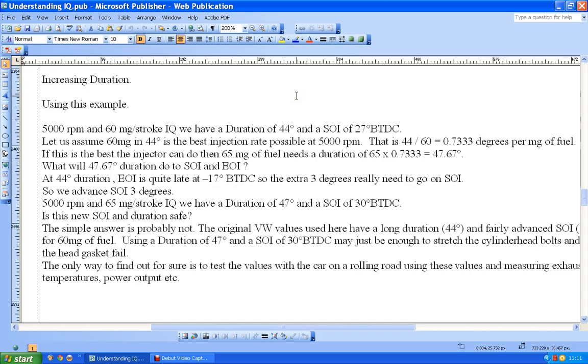And that again uses figures from the Leon 1.9 EDC16 105 brake horsepower. Now this engine uses fairly small injectors, depending on how you want to define small, but smaller than more powerful engines. So if we look at 5,000 revs per minute, 60 milligrams per stroke injection quantity, duration 44 degrees, SOI 27 before top dead centre. Those figures are taken straight off of the files. So I haven't made them up, they're just straight from that file.